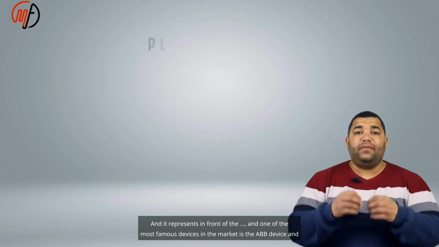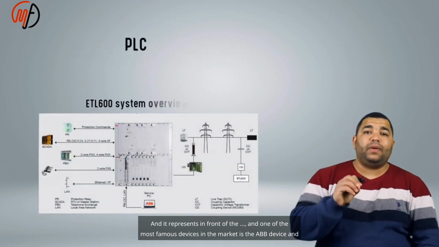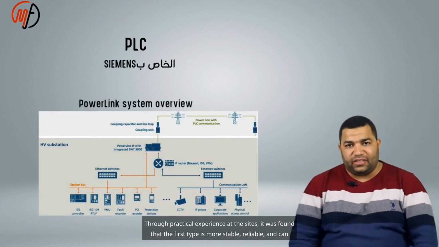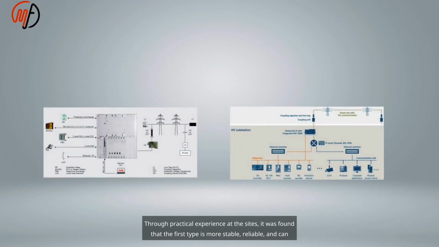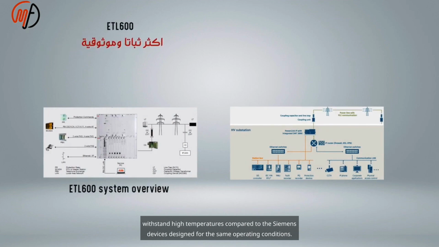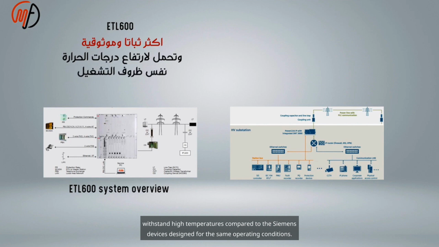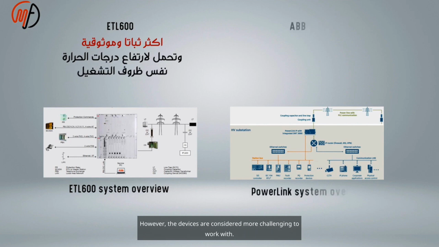One of the most famous devices in the market is the ABB device and the Siemens device. Through practical experience at the sites, it was found that the first type is more stable, reliable, and can withstand high temperatures compared to the Siemens devices designed for the same operating conditions. However, the Siemens devices are considered more challenging to work with.